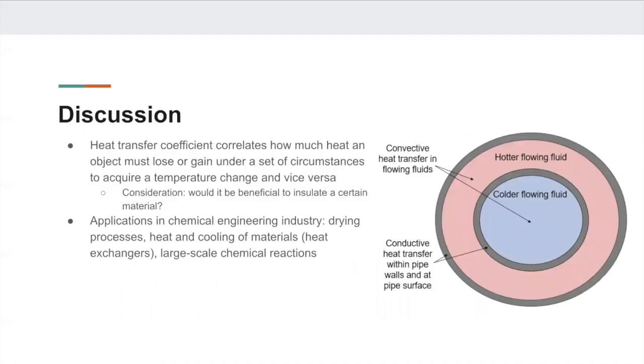So a key takeaway from this experiment is that the heat transfer coefficient offers insight into how much heat an object must lose or gain for a desired temperature change, or vice versa. An example would be if you were considering insulating something like a pipe or reactor, you could calculate how much heat the reactor is giving off or taking in from its surroundings to figure out how much insulation would be needed. And beyond the topic of the heat transfer coefficient, forced convection is found in many applications, including in the heating and cooling of materials, which is most notable in heat exchangers, which is found in the figure to the right, and then also in drying processes and chemical reactions.